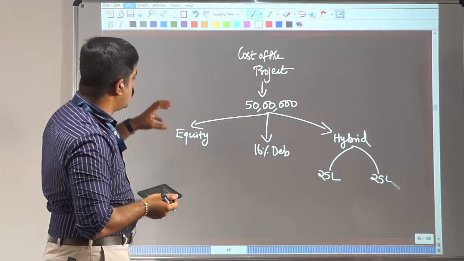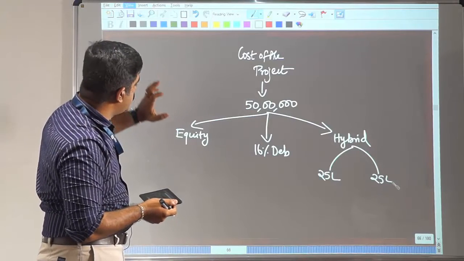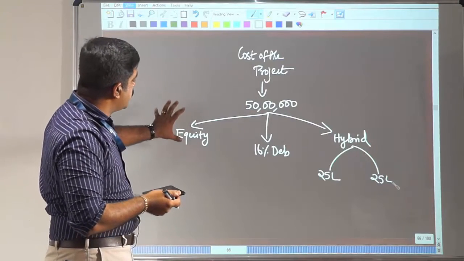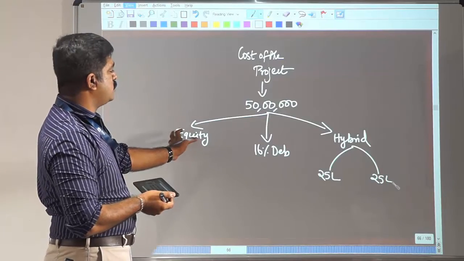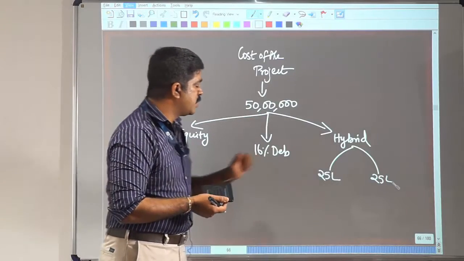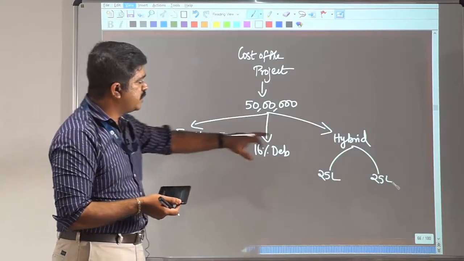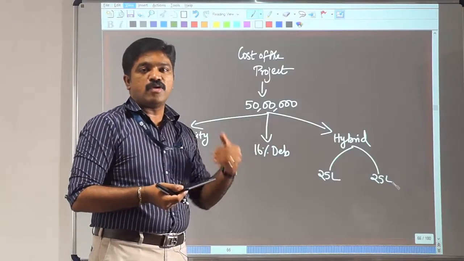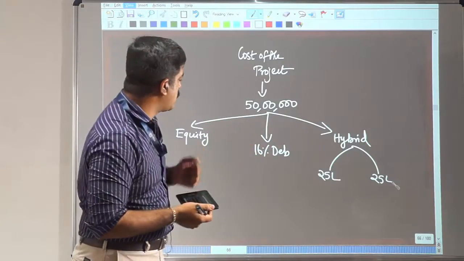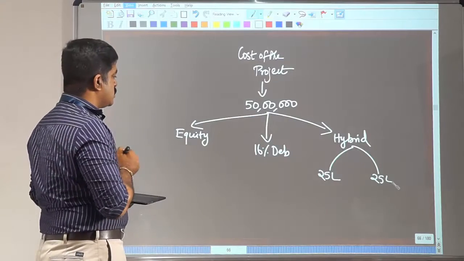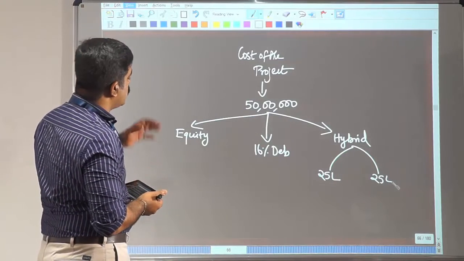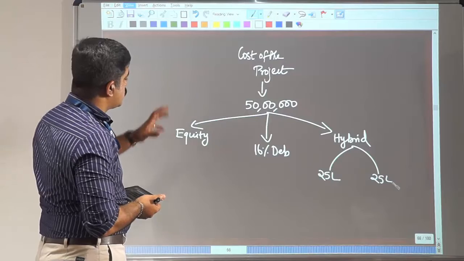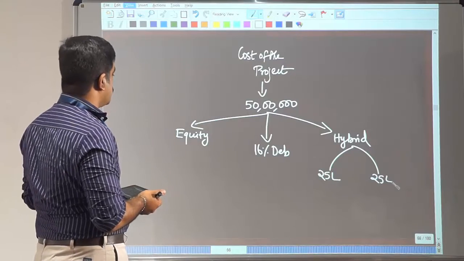Okay. Now what we should know is the number of equity shares in each option. We'll call them option 1, option 2, option 3, because only when you know the number of equity shares that have to be issued and the already existing number of shares, you will be able to calculate EPS. Okay. So before even getting into the earnings calculation, let us try to find out the number of equity shares. Okay.